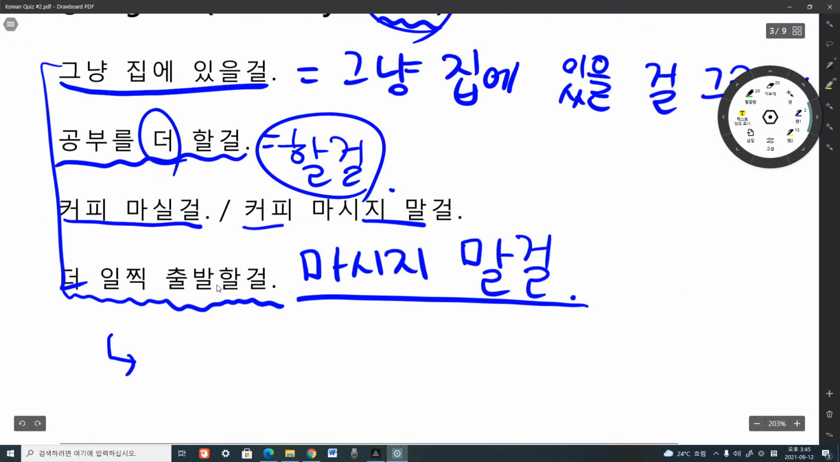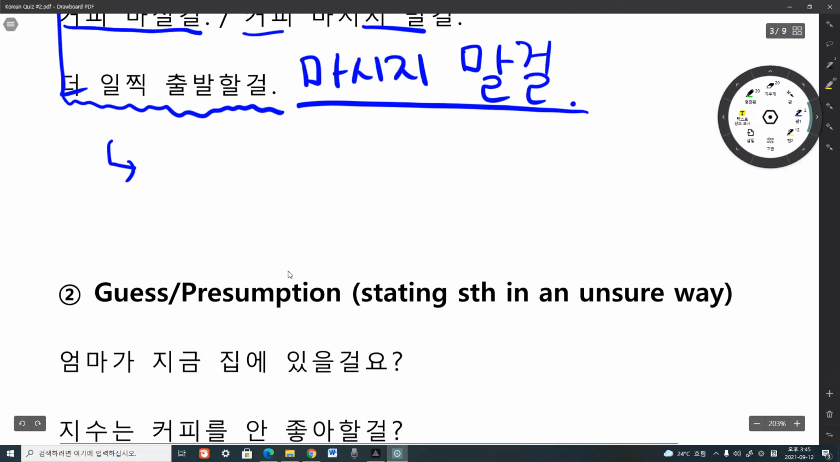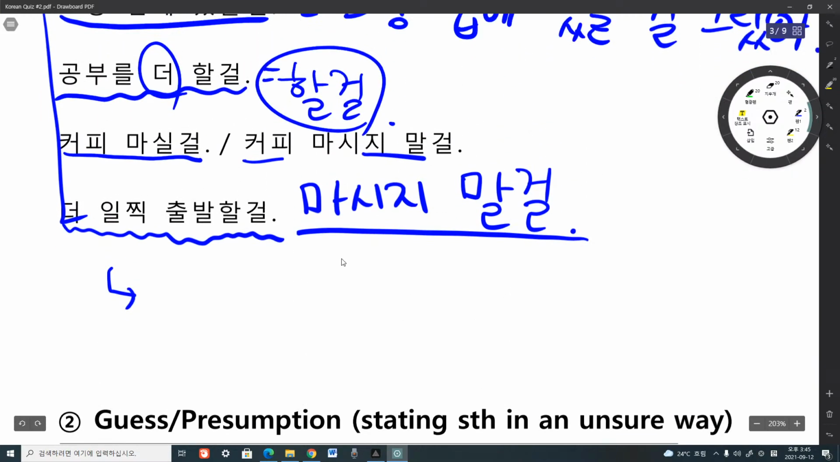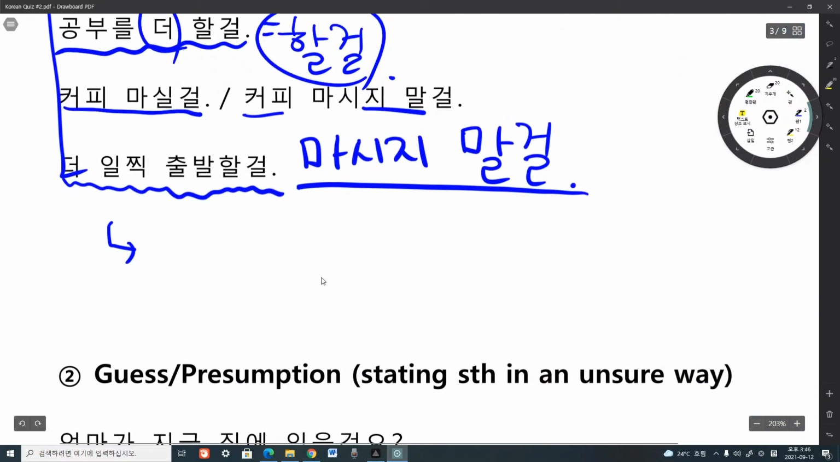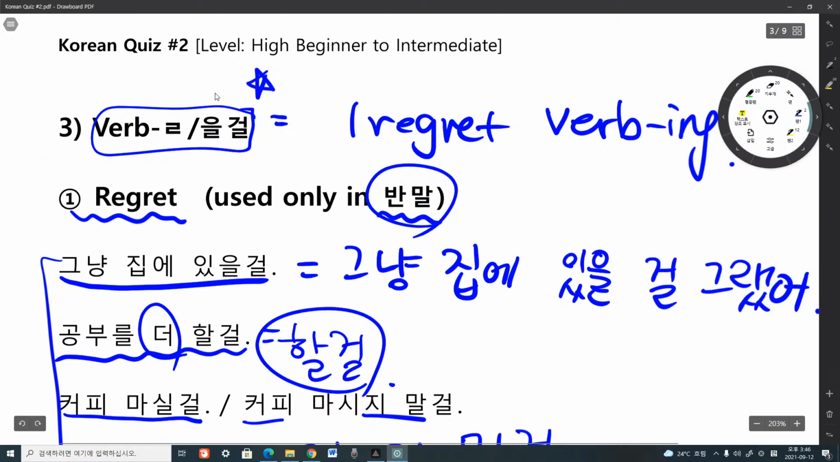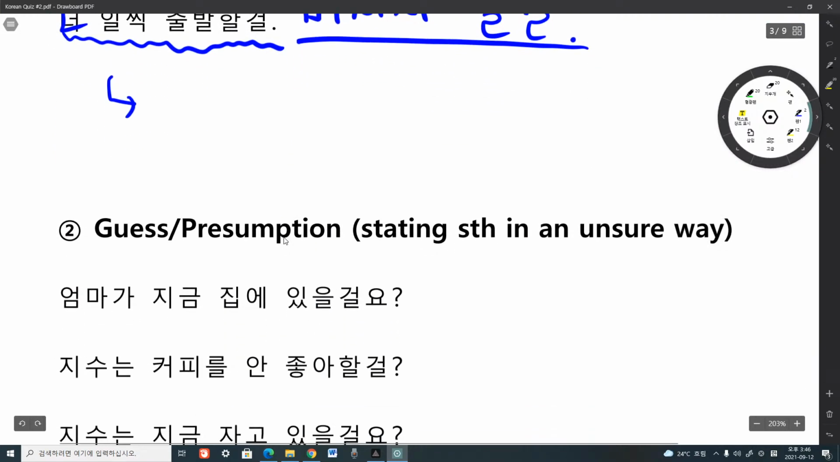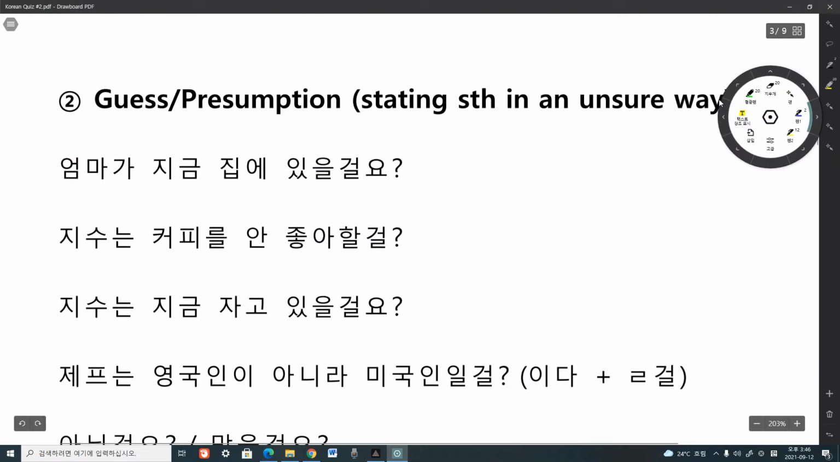그 다음에 준비할 걸. 그리고요, it gets more interesting, guys. This 걸, we just learned, it means regret, and it's kind of like an abbreviated form of 할 걸 그랬어요, and it can only be used in 반말 because you're kind of talking to yourself when you're using this expression. But this 걸 ending has another meaning, guys. So this is probably the part where it gets trickier.